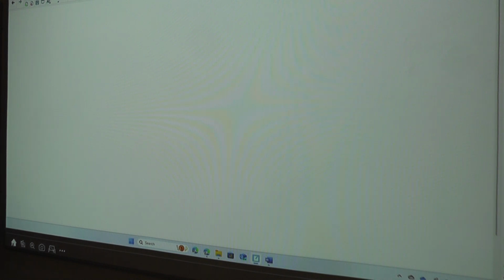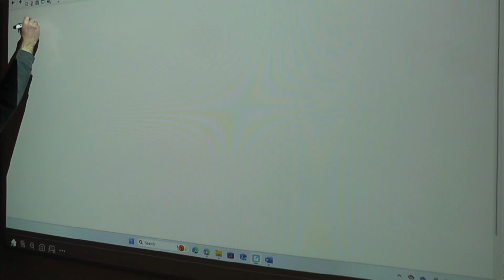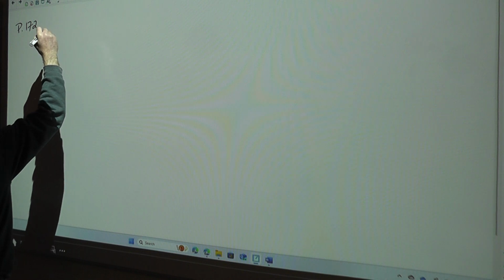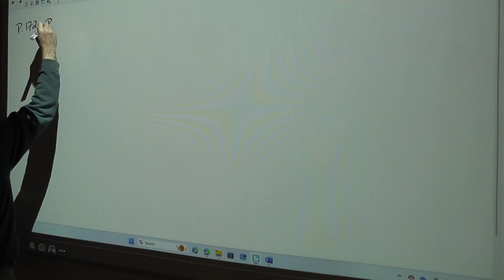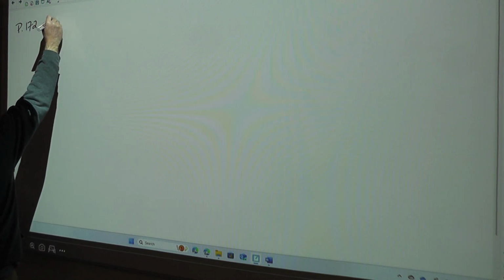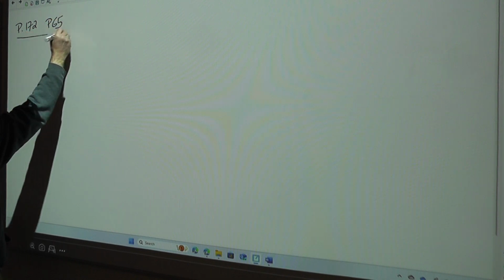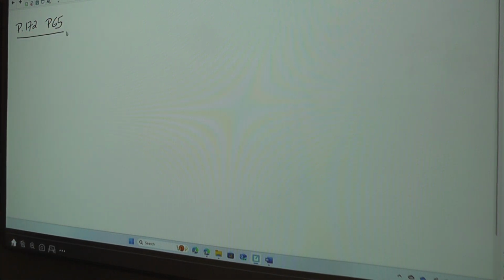So this is page 172, problem 65. And in this problem, we have Josh. He starts his sled at the top of a 3-meter high hill that has a constant slope of 25 degrees.